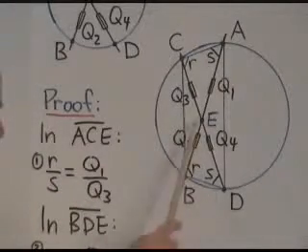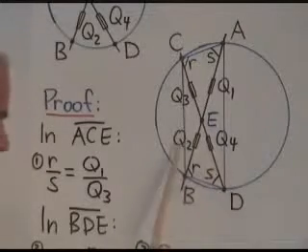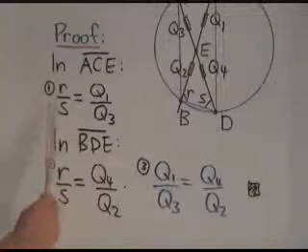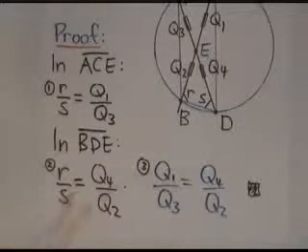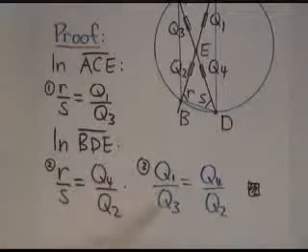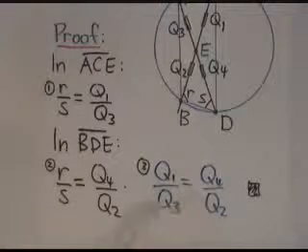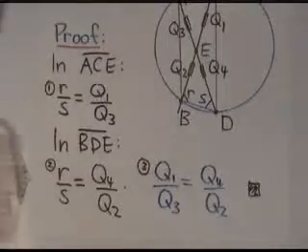In the triangle BDE, we have R divided by S equals Q4 over Q2, right there. And now we look at these two formulas. R over S equals this, and R over S equals this. So that means that Q1 over Q3 has to equal Q4 over Q2. And when we cross multiply, we get Q1 Q2 equals Q3 Q4.